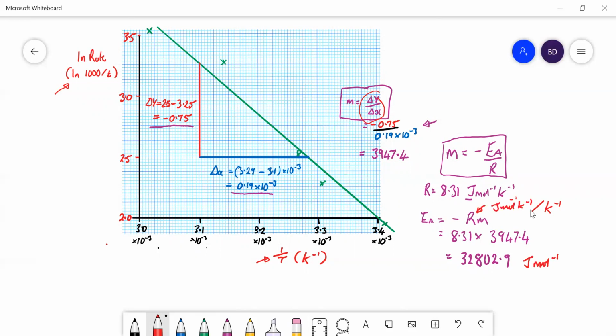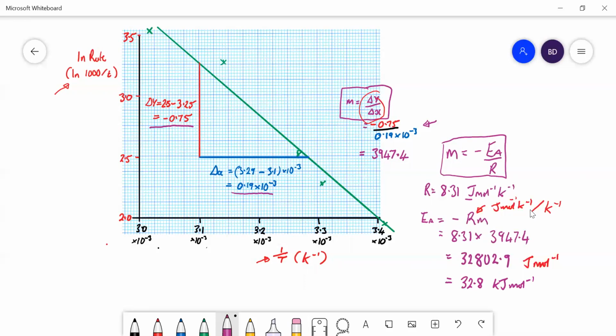Let's convert that to kilojoules and put it to the correct number of significant figures. They will have 3 significant figures. So we're going to get a value of 32.8 kilojoules per mole. That's the activation energy of that reaction between hydrogen ions and the thiosulphate ions. Okay, so that is required practical 3. It's also practicing working out activation energy using the Arrhenius equation.